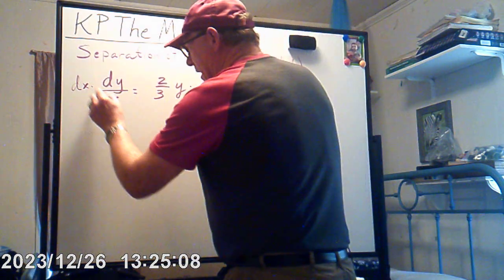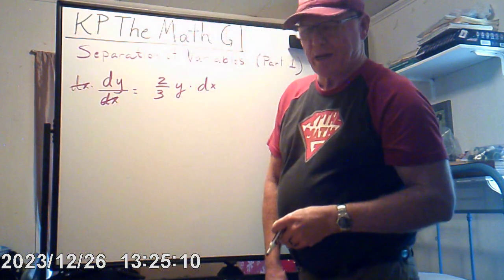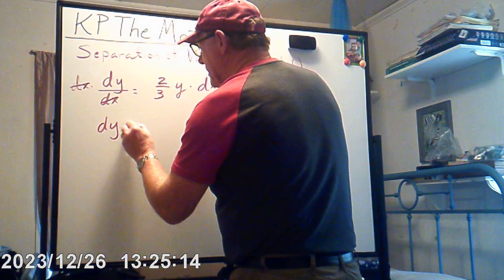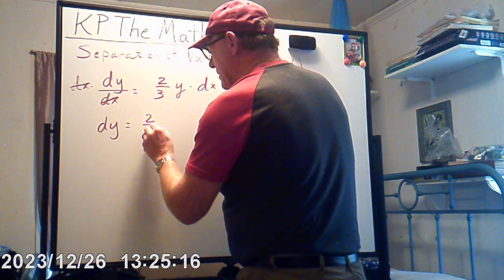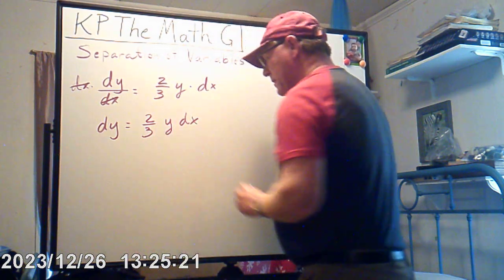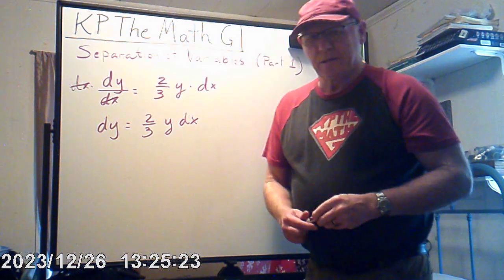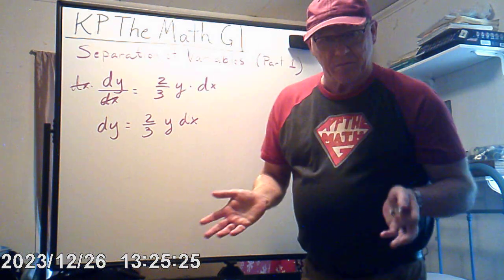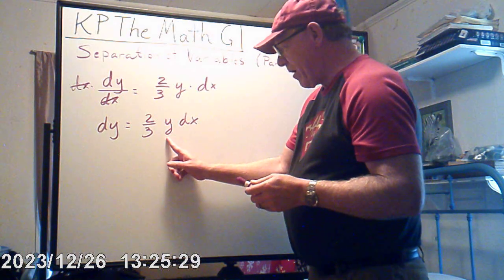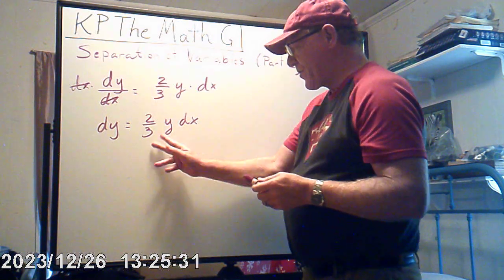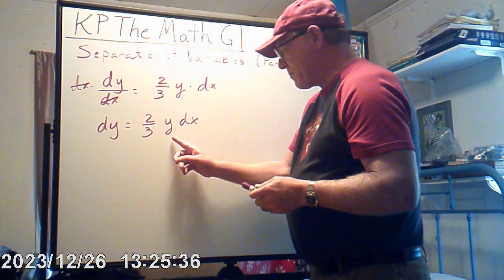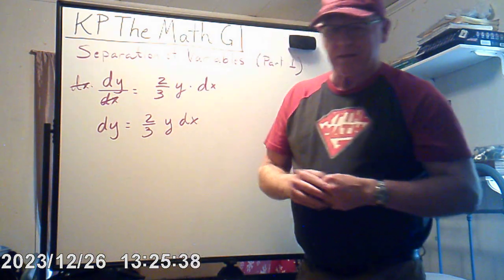Notice that on this side the dx's divide out, and we're left with dy is equal to 2/3 y dx. Now, we still have a problem because we have the y with a dx. The 2/3 is okay, but we have this y sitting here.